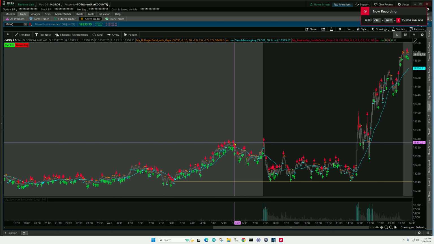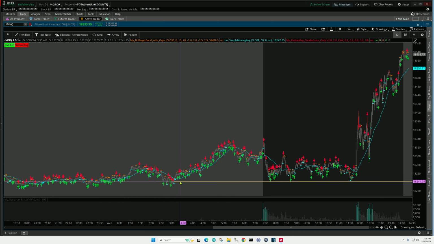March 20th, 2024, MNQ trade review. Start off with the overnight session here. You can see that in this gray section. And there's a yellow line down here.